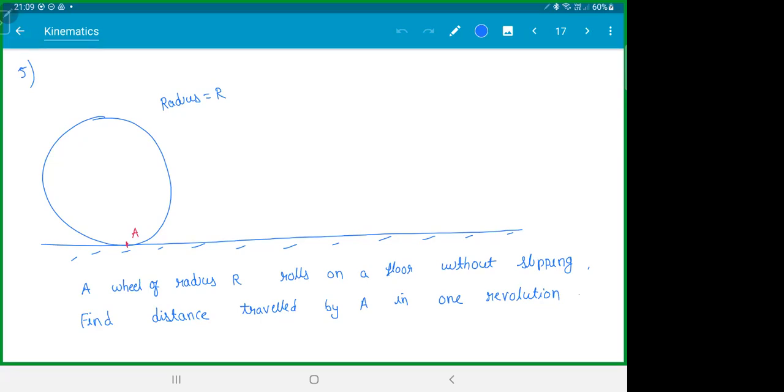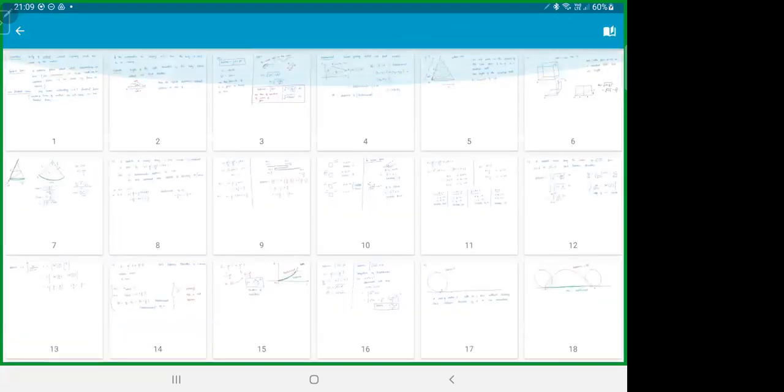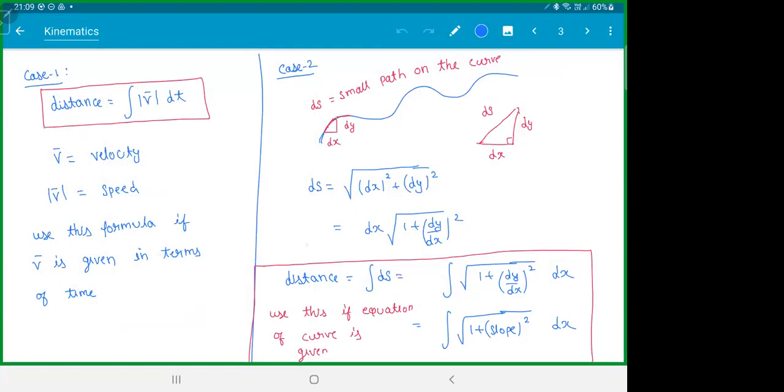Let me help you with little basics. So first thing, I'll tell you what we are using here, okay? We are going to use this formula. Distance traveled is the integral of square root of 1 plus (dy by dx) whole square, dx. This is the thing which we have to use. It means I need to find the x and y coordinates first of all, and then substitute in this formula and you'll get the answer.